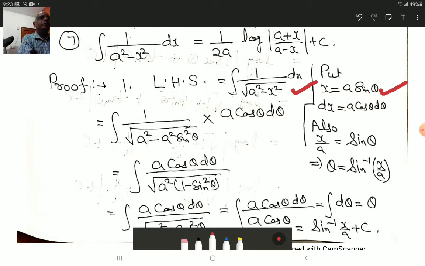And now differentiate. So dx is equal to a cos theta d theta. Also, this implies x by a is equal to sine theta.